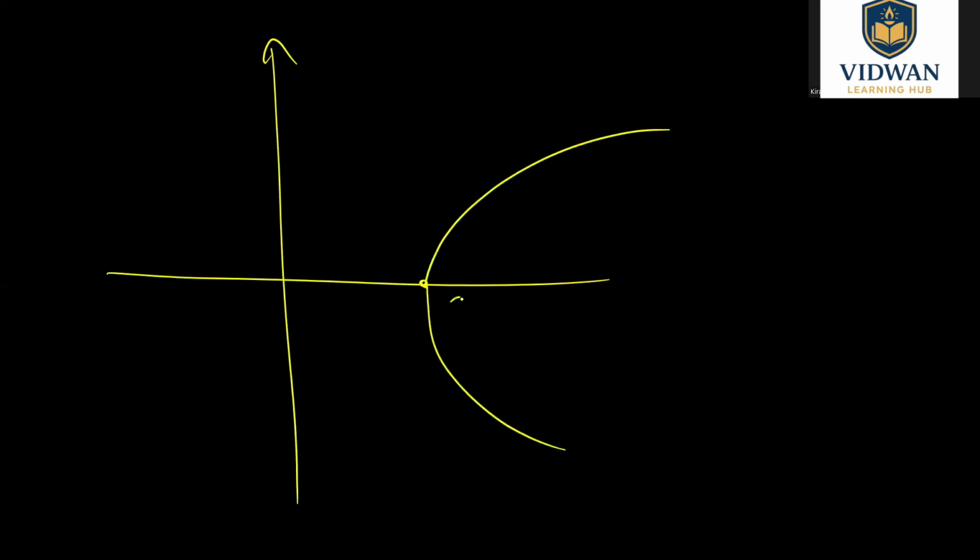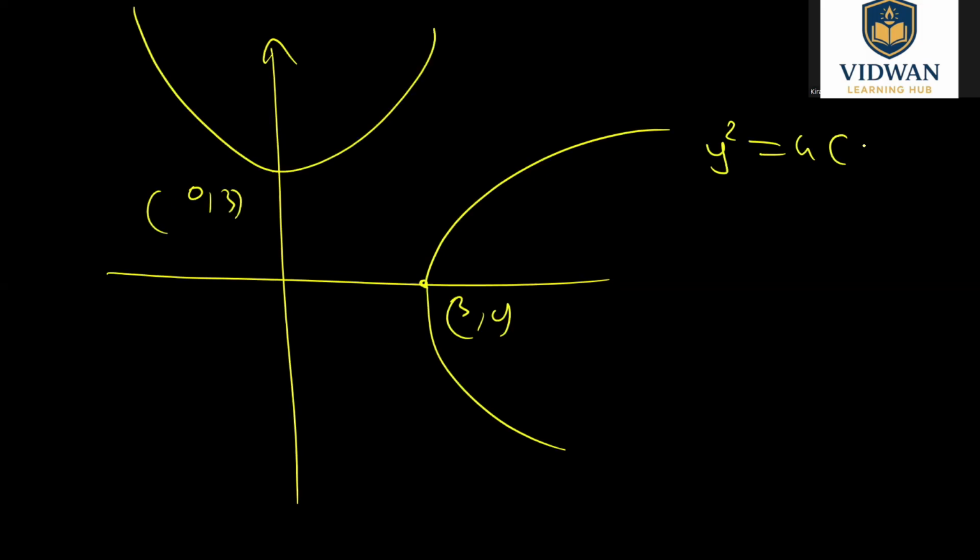So basically this is a parabola with vertex at 3, 0. And the other one is vertex at 0, 3, like this. So this parabola is y square equal to 4 into x minus 3, and this parabola is x square equal to 4 into y minus 3. So I just took the example of parabola, but they can give any two curves for this type of questions.